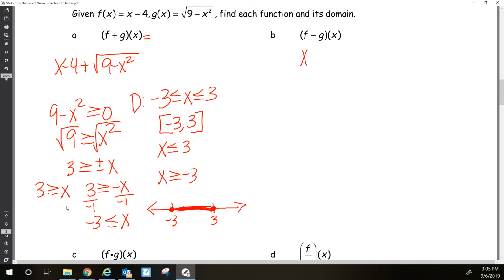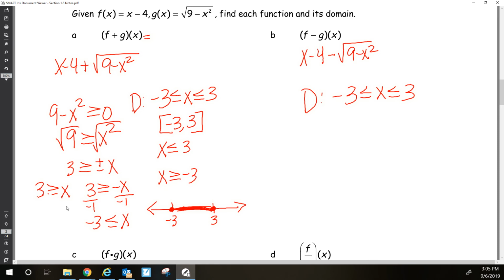All right, f minus g of x. I've got x minus 4 minus the square root of 9 minus x squared. Has anything changed with our domain? No, right? Because now we're still worried about that square root of 9 minus x squared. So it's going to have the same domain: x is sandwiched in between -3 and 3, including both of those numbers.